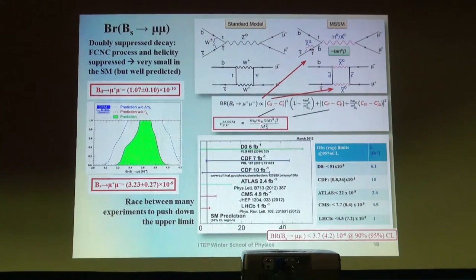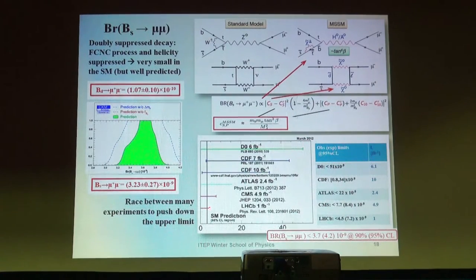So the contribution is proportional to tan β, which is the ratio of the vacuum expectation values, for example, for the Higgs. And during the last several years, there was some race between different experiments trying to push down this upper limit. And already this one is very close to the Standard Model prediction. So the Standard Model is here. They started about one order of magnitude larger in the upper limit.